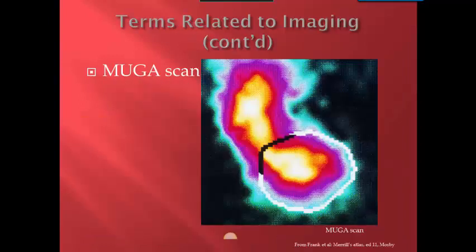A MUGA scan is a nuclear study that we can use to look at the function and the muscle movement of the heart, if we're concerned that after a heart attack they may not be moving the muscle completely.